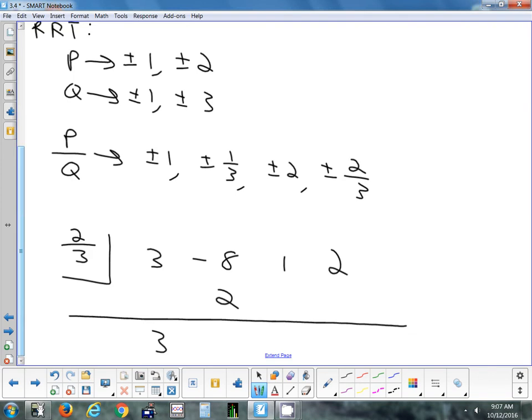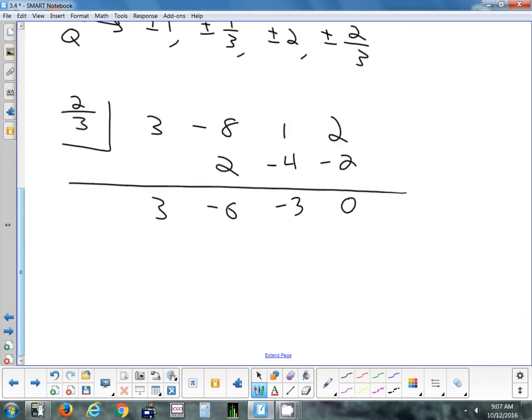Okay, and then -8 plus 2, Jeff? -6. Okay, and Tom, what's -6 times 2/3? -2. Right, think of it as -12/3, which is -4. And then -4 plus 1, Pacey? -3. And what's 2/3 times -3? -2. Add those up, we get 0.